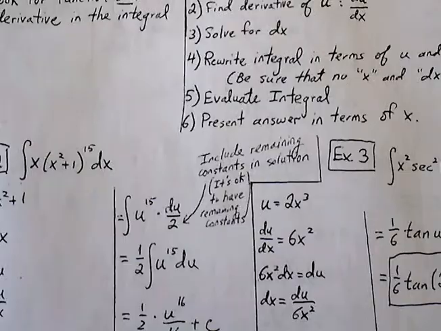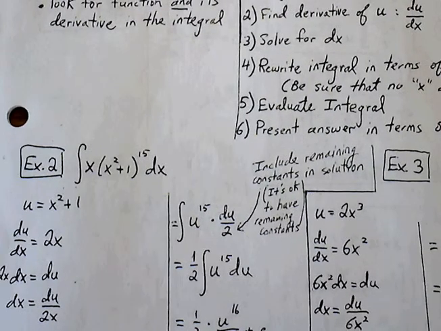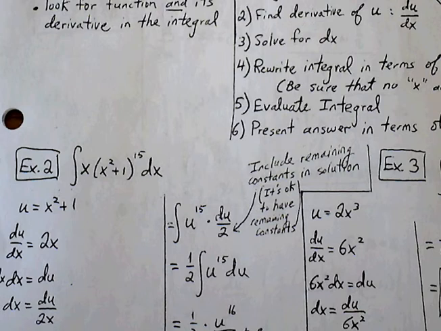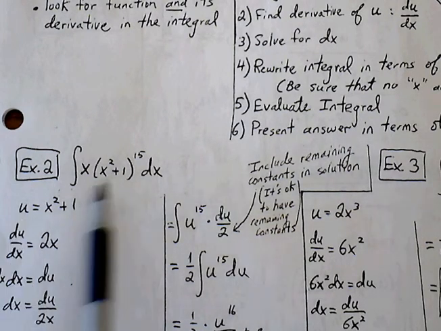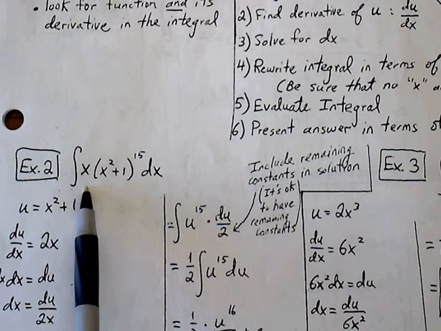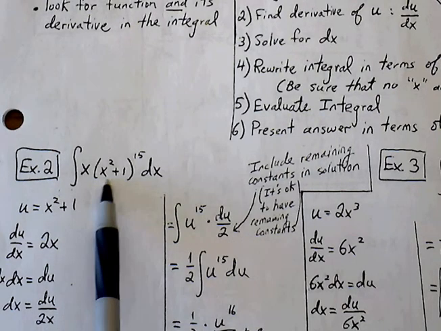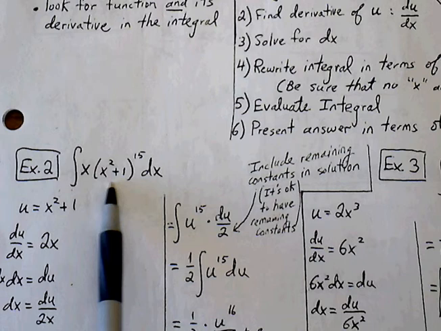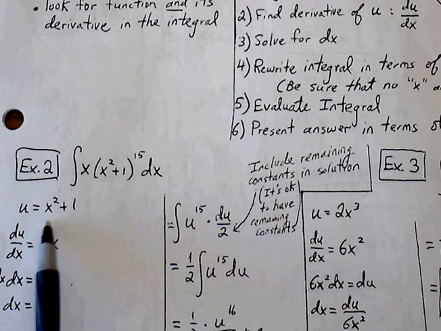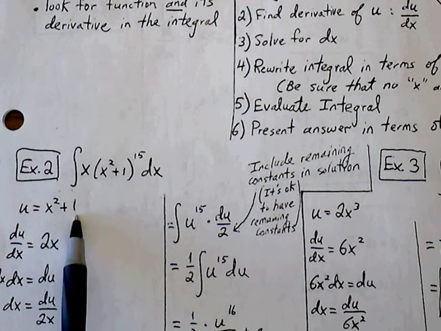The indefinite integral of x times (x squared plus 1) raised to the 15th. We want to identify the appropriate u value. So let's say we're going to look inside the parentheses to identify the u value. Our u value, we'll start off by saying, is x squared plus 1.